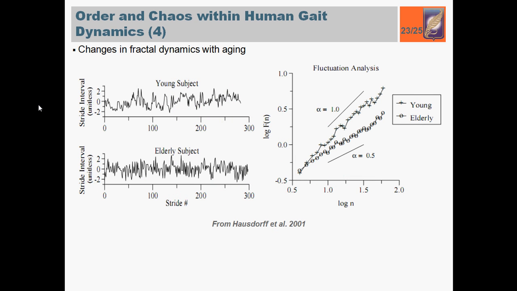Here is a comparison of the stride interval time series for young and elderly adults. Fluctuation analysis indicates that the stride intervals are more random and less correlated for the elderly subject than for the young subject, regardless of the pace of walk. It shows aging significantly affects human gait.